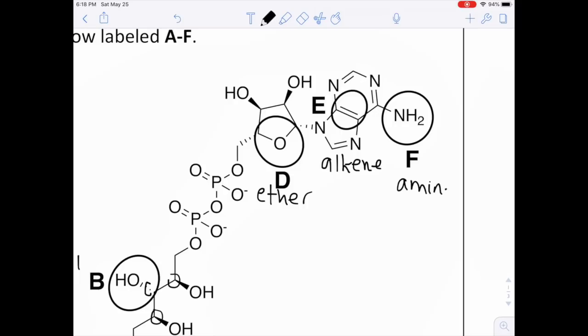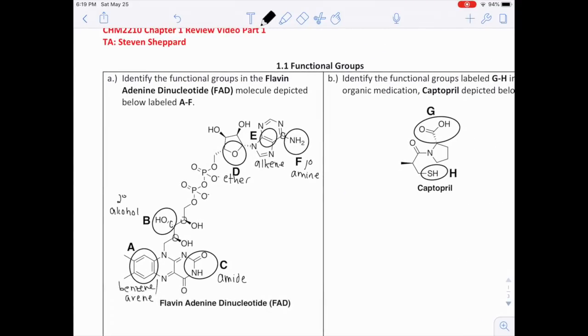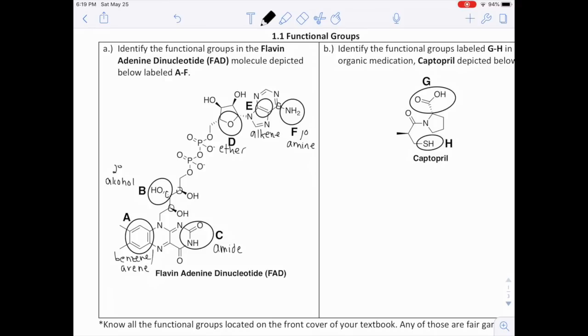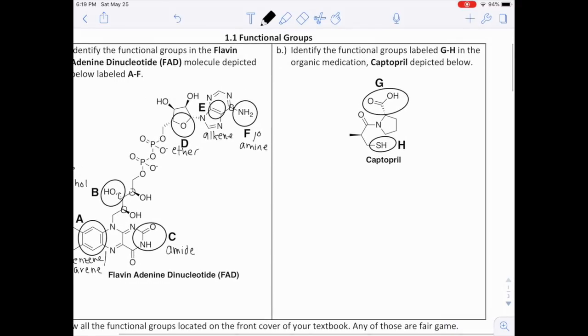And just like alcohols, amines have to be further classified because we can have many different types. So amines are classified by the number of carbons that are directly attached to the nitrogen. So we only see that there is one carbon here, so this would be a primary amine. Okay? So I hope that opens up your eyes to some of these functional groups in specific biological molecules. And then we can also show you some sort of organic medication that is synthesized in a lab. And here we have captopril, and that is a medication that lowers your blood pressure.